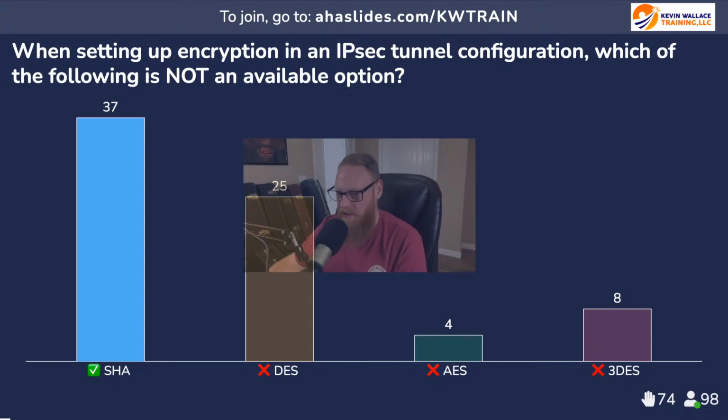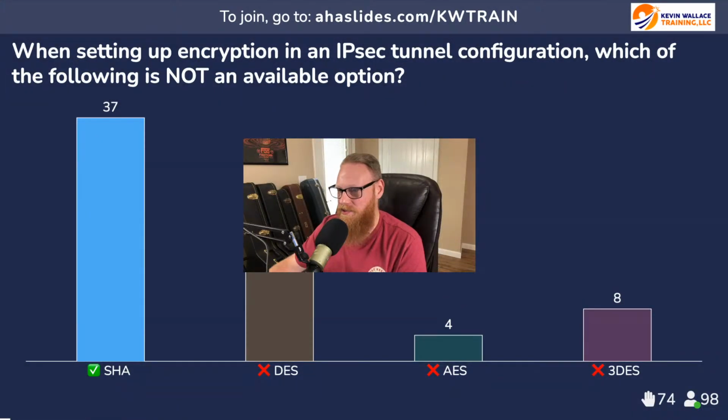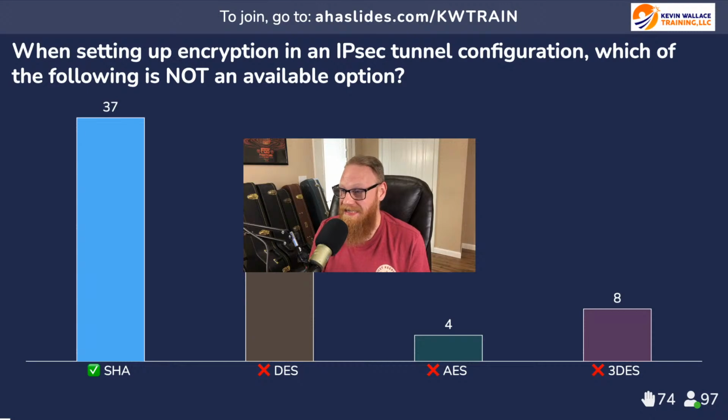And it looks like the top answer was SHA, and you are absolutely correct. So when we set up an IPsec tunnel, common configuration options that we're going to see for encryption are going to be DES, triple DES, and AES. And of course, if you know about encryption at all, AES is going to be the most preferred option. It's going to be the strongest option. And at the other end of the spectrum, we have DES going to be the weakest option.